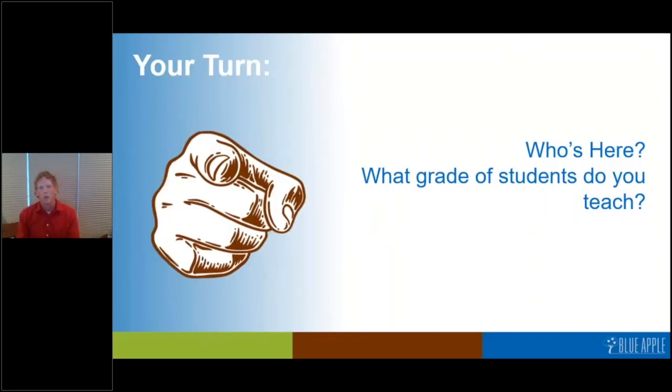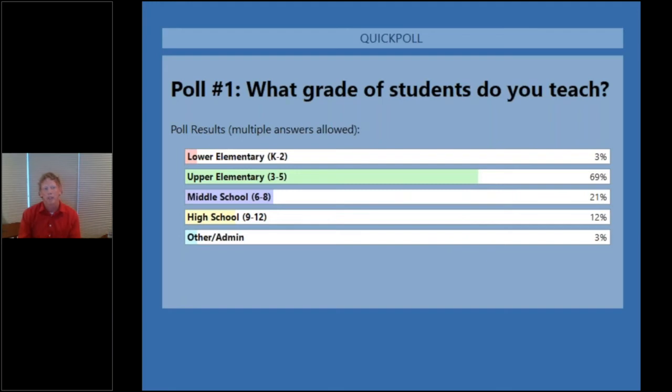So Robin, hopefully they've had an opportunity to enter what grade of students they teach. Could you go ahead and close that poll up, share the results out, and tell us what we're seeing so far? Sure. So it looks like we have 3% lower elementary, K-2, 69% grades 3-5, which is our biggest chunk, 21% middle school, 6-8, 12% high school, and 3% other or admin level.